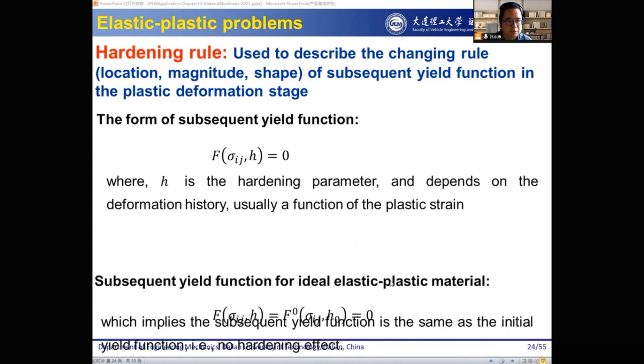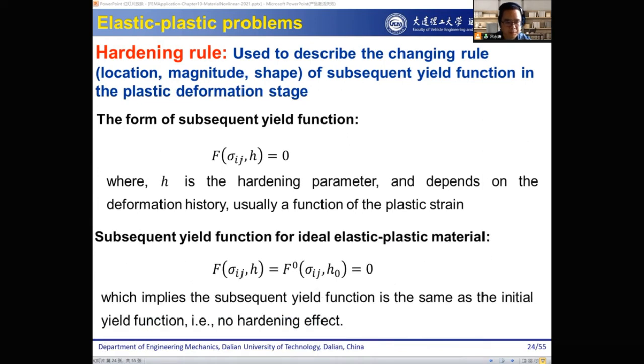And the hardening rule. The hardening rule is important. Okay, the hardening rule is used to describe the changing rule, like the location, magnitude, and shape of the subsequent yield function in the plastic deformation stage. Okay, and the form of the subsequent yield function can be written as this. In this formula, H is the hardening parameter, and it depends on the deformation history, which is a function of the plastic strain.